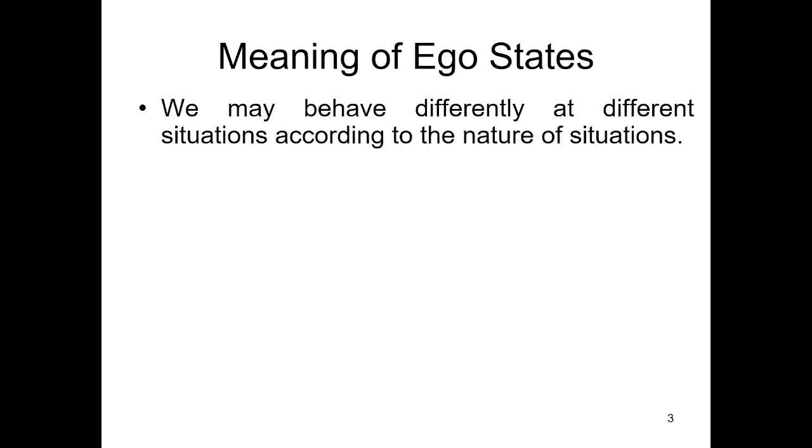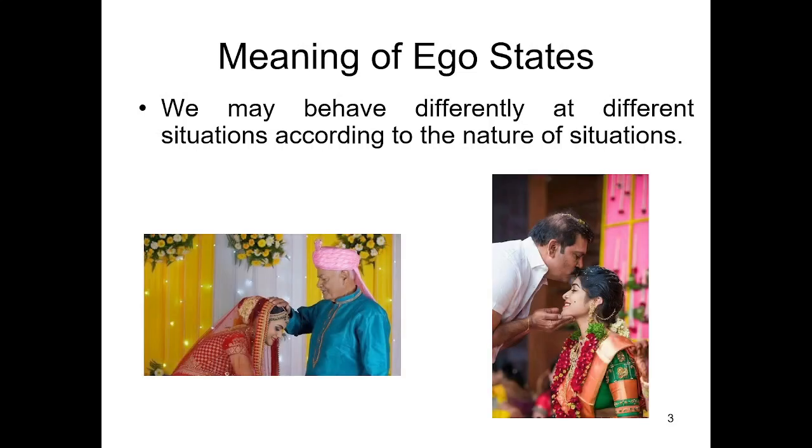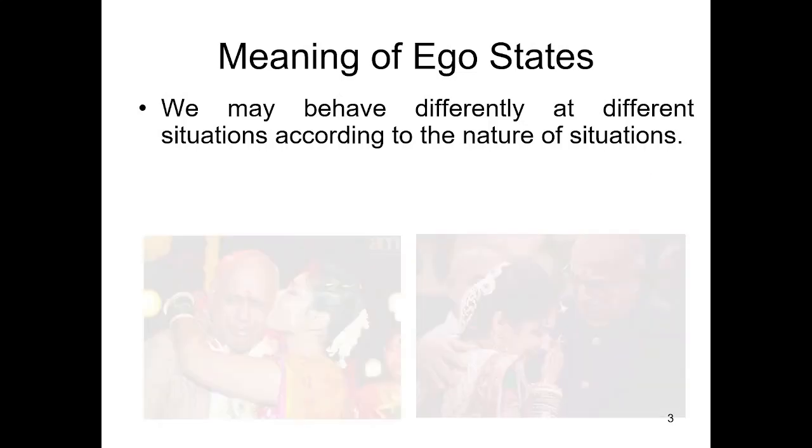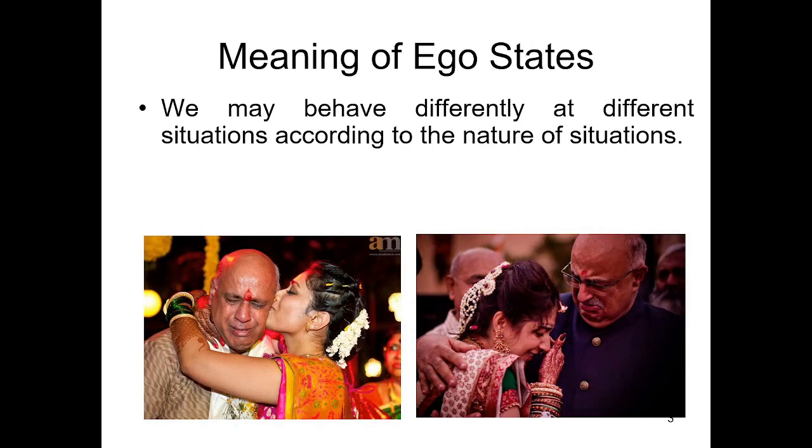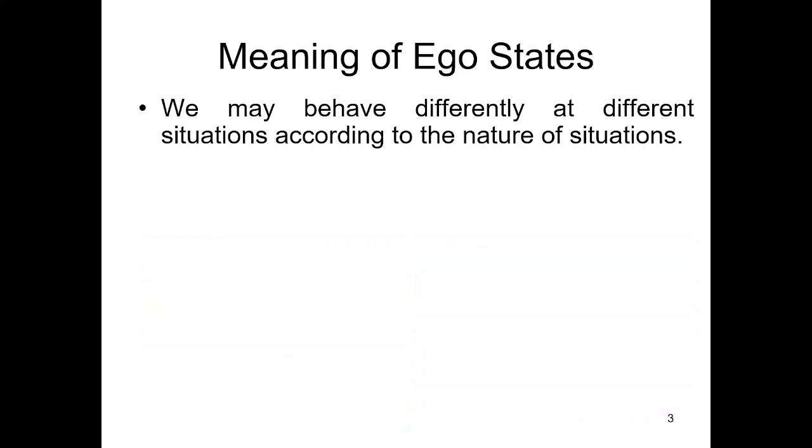We may behave differently in different situations according to the nature of the situation. Is it right? See the marriage function of the daughter. See what role the father is taking. He is enjoying the paternal role in the marriage of his daughter. But after a few minutes, we can see the same father crying. So his pattern of behavior has changed because of the situation. He is now crying just like a child. So we change the pattern of behavior according to the situation.